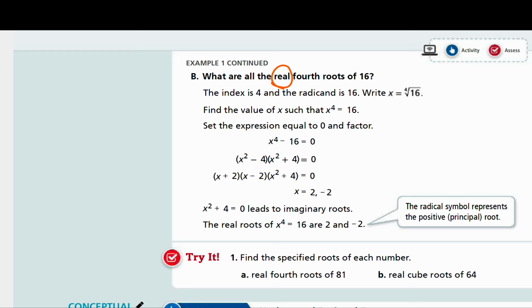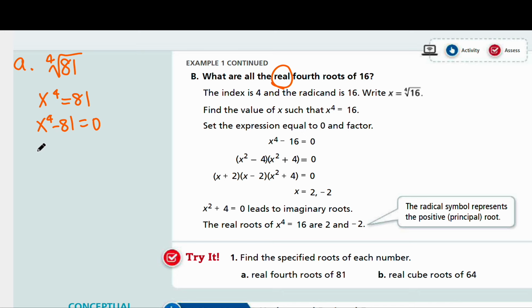Okay, are you ready? Let's look at part A. Real fourth roots of 81. So the fourth root of 81. You can set it up so that x to the 4th power is equal to 81, and solve for x.